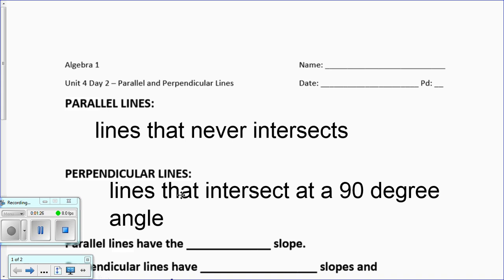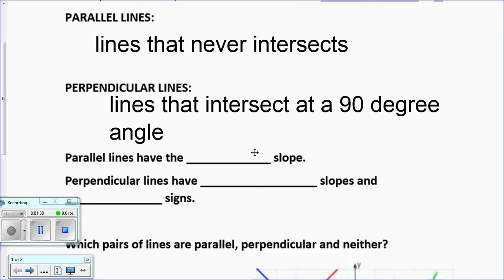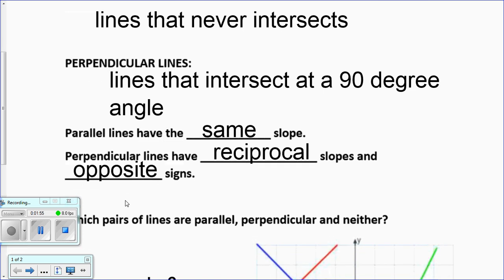So the way that we tell for sure if something is parallel or perpendicular is actually using algebra. That's how we're applying algebra to a little bit of geometry here. Parallel lines actually have the exact same slope. So when we talk about the equations for these lines, parallel lines have the same slope. Perpendicular lines have reciprocal slopes, meaning they get flipped upside down, and they also have opposite signs. So one's going to be positive, one's going to be negative.